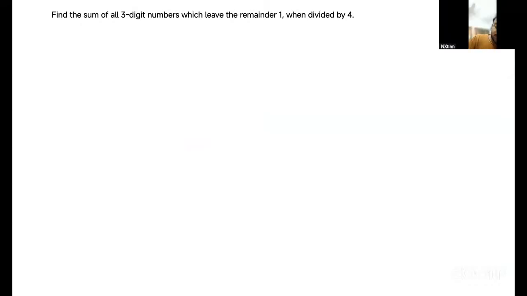Okay. Now do this question. Try to find the AP in this case. Find the sum of all three-digit numbers which leave remainder 1 when divided by 4. So you have to find the numbers first. You have to make an AP first. Try to do it and then I will ask. If you're done making the AP, just send me in the chat.